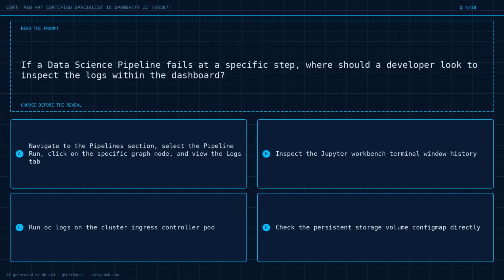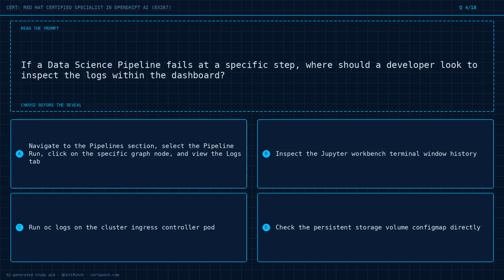Quick score check. You are a quarter of the way in. Note the topics you want to review and keep going. Question 4 of 18. If a data science pipeline fails at a specific step, where should a developer look to inspect the logs within the dashboard?